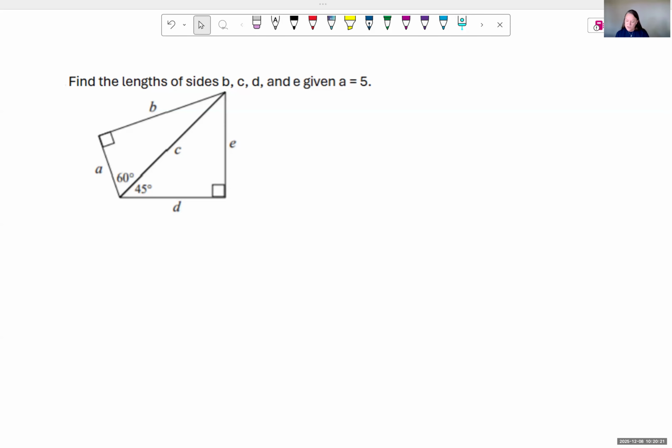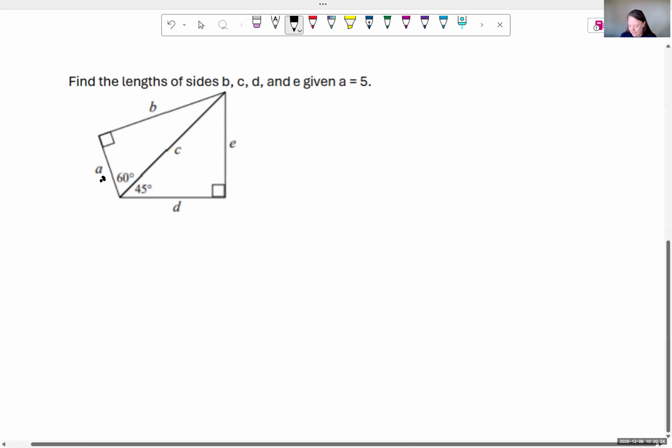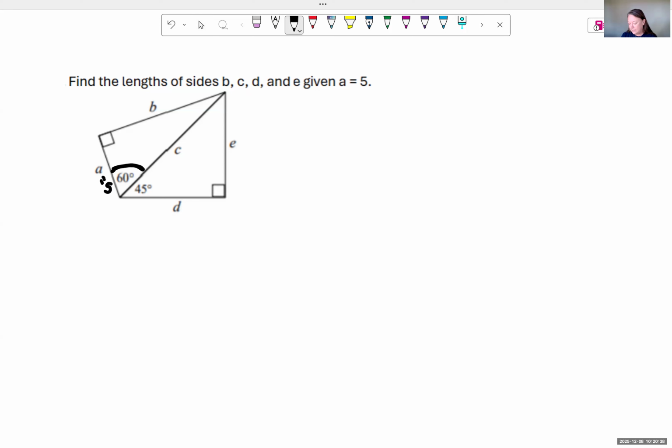So the next question, we have 2 triangles in front of us. We want to figure out what B, C, and D are given that A is 5. So I know right here, A is 5. I have the angle 60 degrees. That A value, that side, is the adjacent side. So I have the adjacent side, and I know this angle.